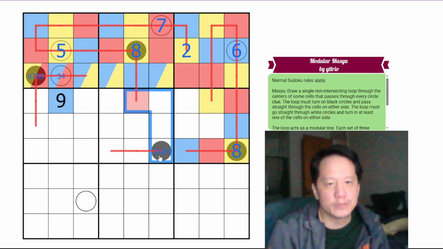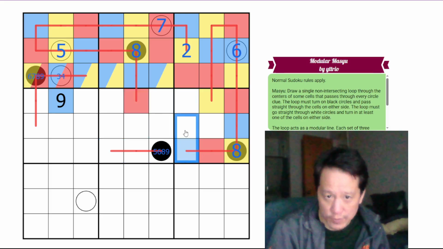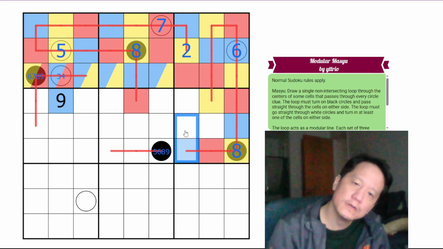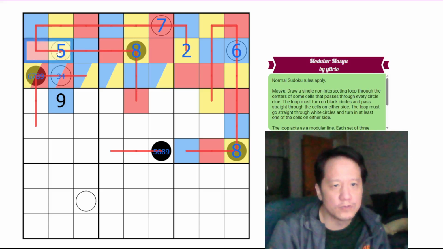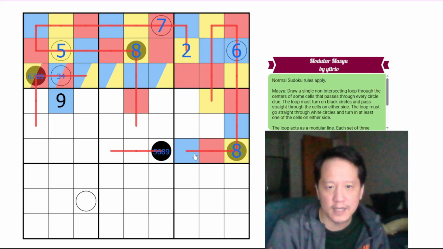This could go something like that. That is possible. This turns. Can it turn this way? I guess it could do something like this. This is 8 though. So 1, 2, 3, 4, 5, 6, 7. So it has to be there. Okay, so then it cannot turn this way.